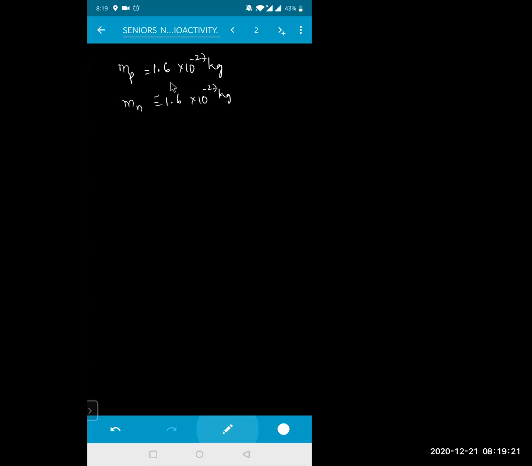If we take up to two digits, you can write 1.67 also. 1.67 into 10 to the power of minus 27 kg. Mass of a neutron is also that much. And the mass of a proton is equal to 1840 times the mass of an electron. This is also one of the important relations you need to remember.